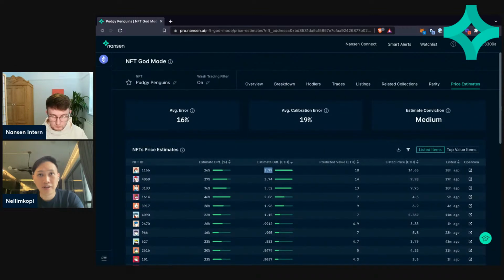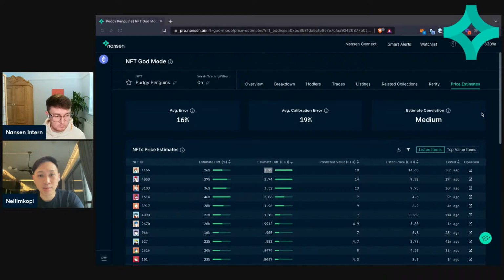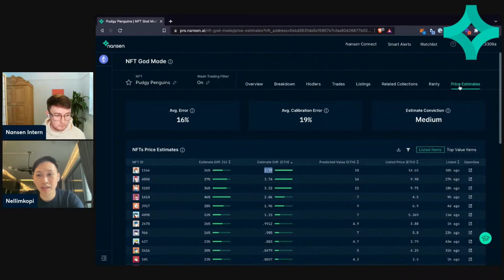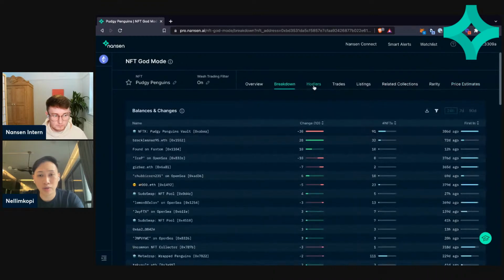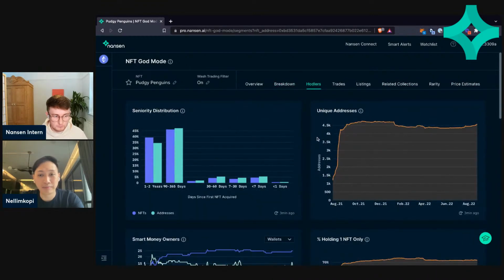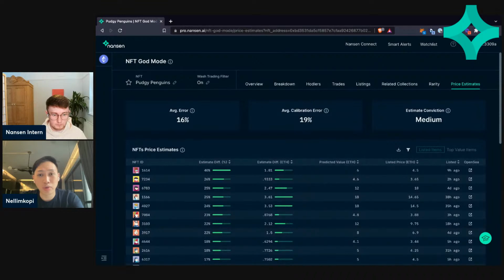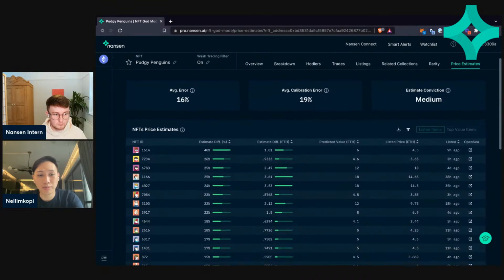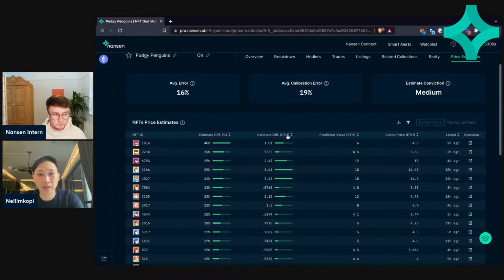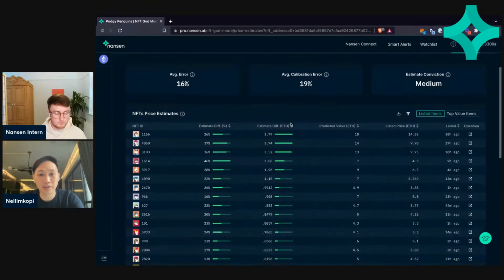So that's the NFT God mode itself. The price estimator is available on the VIP plan. The rest of the dashboards that you look at, breakdown, hodler, and so on and so forth, are all available on the standard plan. So if you are trying to explore VIP features and you don't know whether it is worth it, this alone would give you a lot of value, and I would say you would pay for your subscription, because you can look for a lot of mispricing opportunities across different collections, and basically snipe those in time.